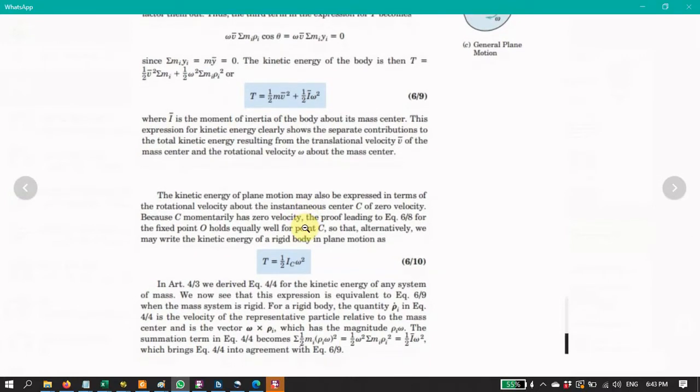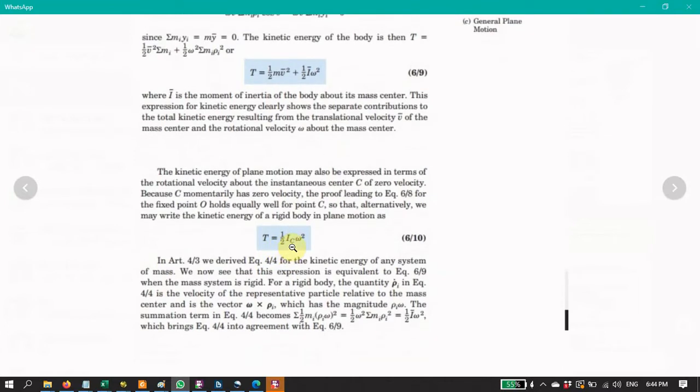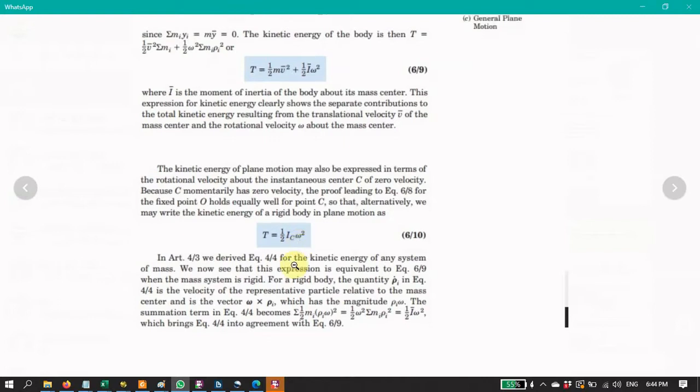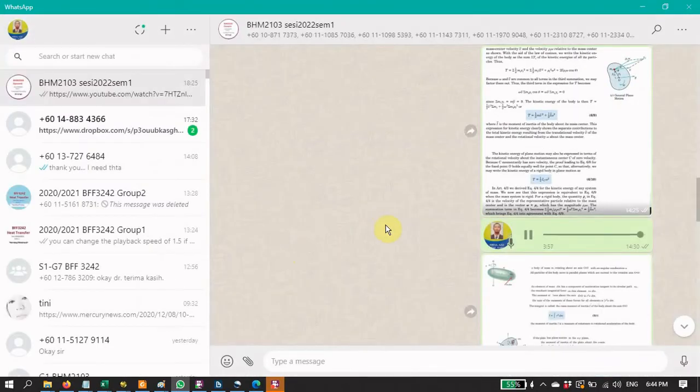So we can say that the kinetic energy can then be given by half the moment of inertia about the instantaneous center of zero velocity times the rotational speed of the body squared. This moment of inertia about a point of rotation needs some clarification. There are various types of body that you can find in Appendix B.